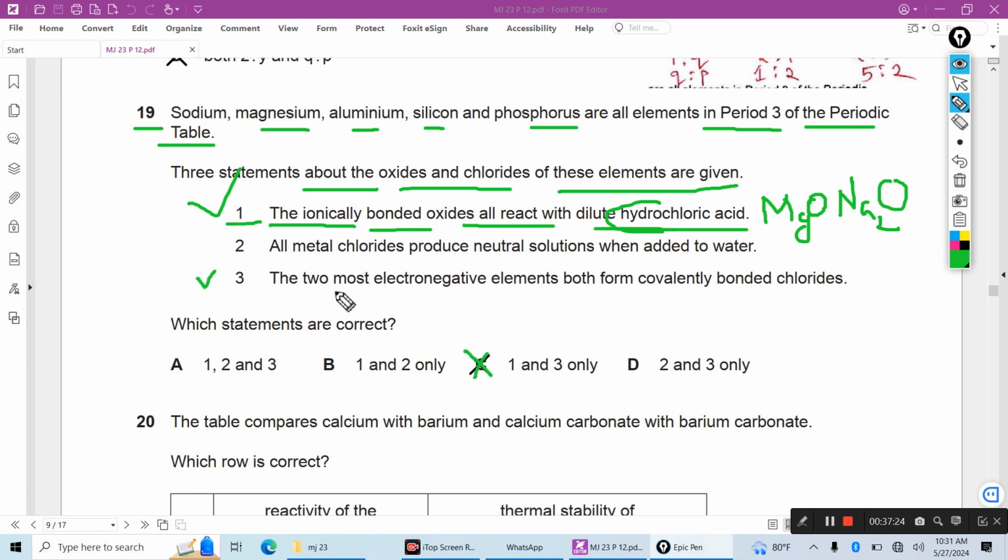Why 3? The two most electronegative elements both form covalently bonded chlorides. So the most electronegative are sulfur, which forms sulfur chlorides, and chlorine, which forms PCl3 and HCl. So they form covalently bonded chlorides.